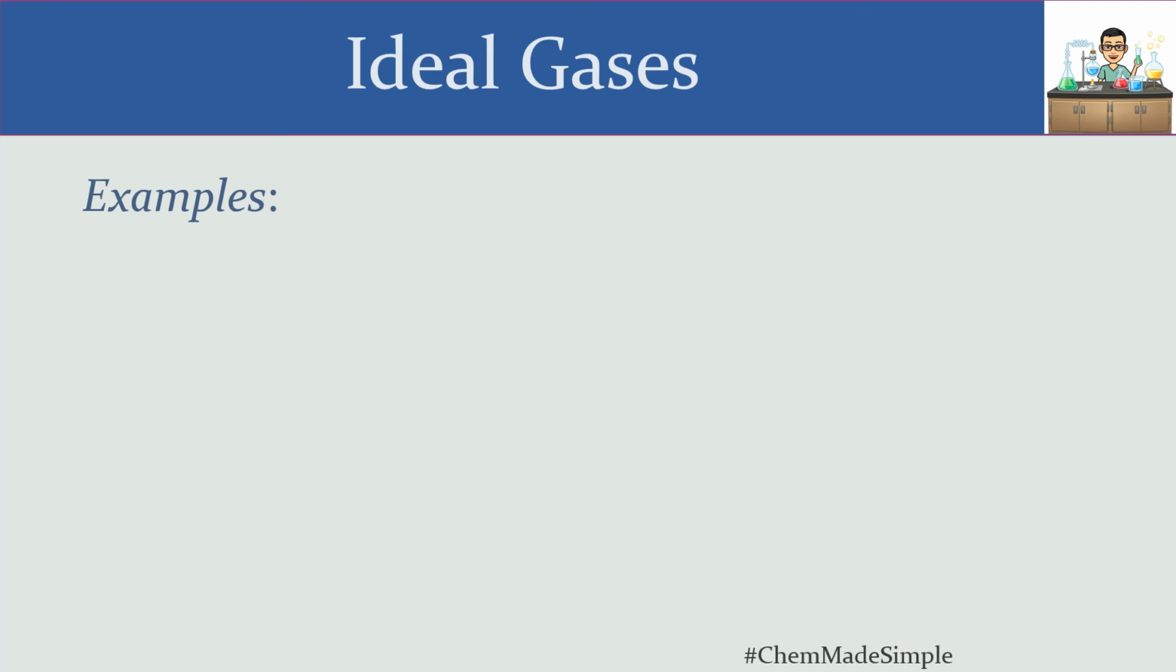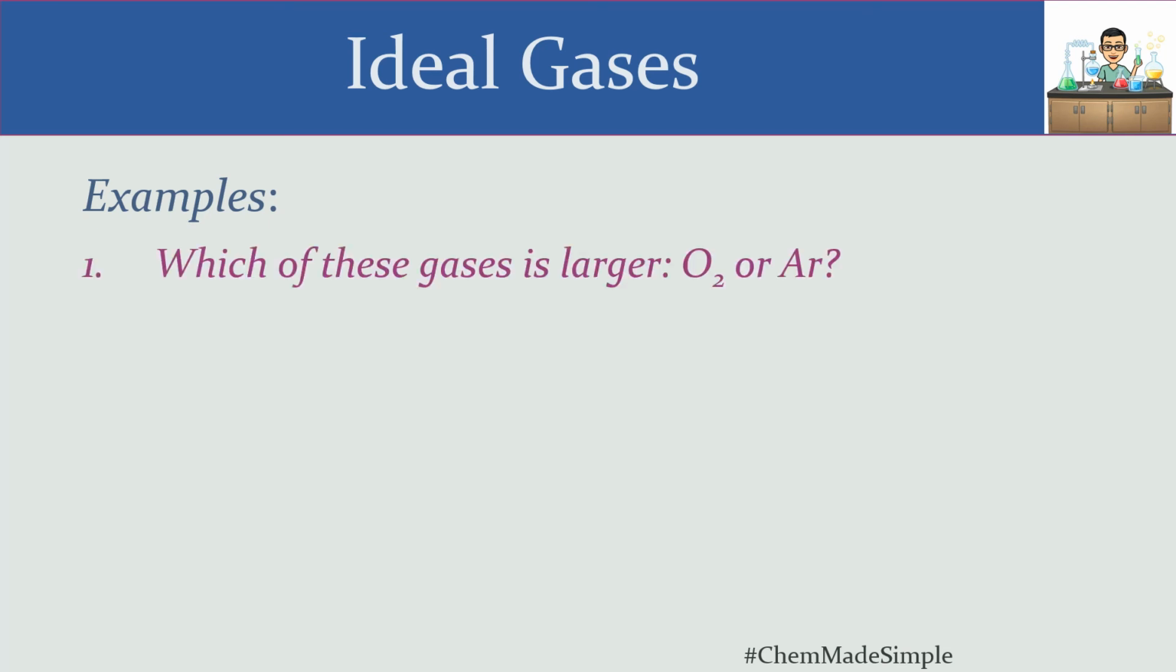And so to go over some example problems, let's take a look at our first one. Which of these two gases is larger, oxygen gas or argon? If you take a look at atomic radii, you'll find that argon is going to be slightly larger than oxygen. But then again, we have 2 oxygen atoms, not just one, when we have molecular oxygen. So which one's which? For a lot of intents and purposes on an exam, you may not have a table of atomic radii.